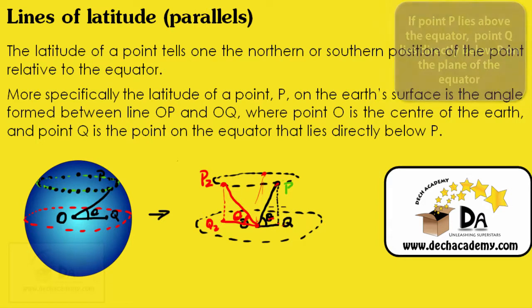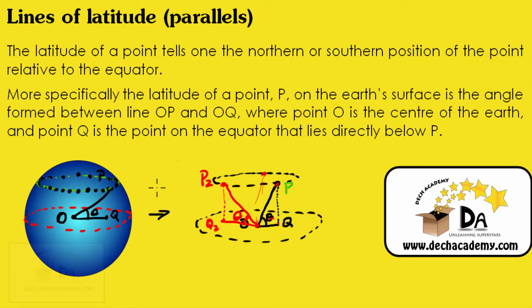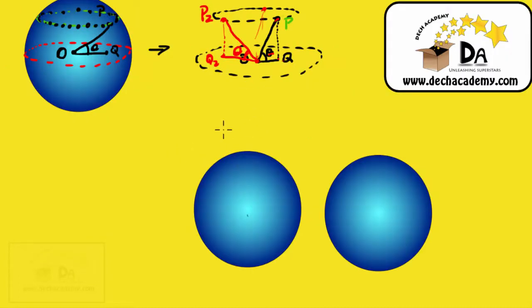So that's a bit complicated, but the key thing to take away is that a line of latitude contains all the points with the same latitude, and the latitude is an angle, and the latitude of a point tells one how far up north or how far down south from the equator a certain point lies. So let's try and further understand how to determine the latitudes of points.